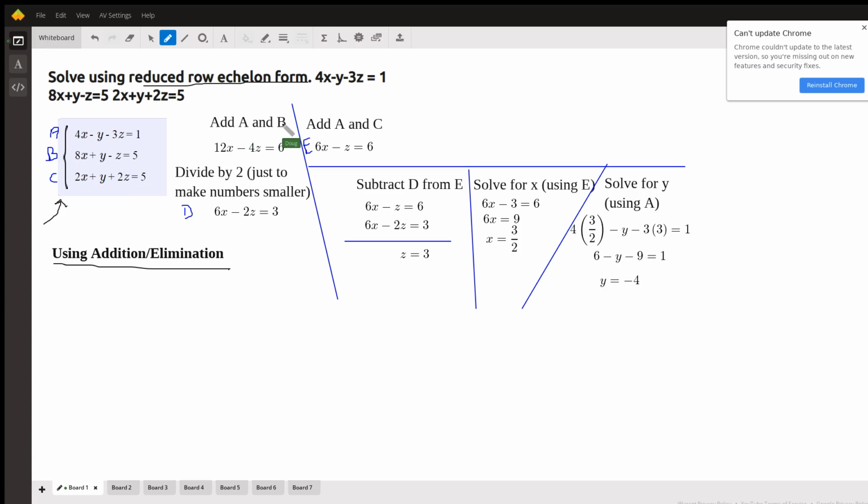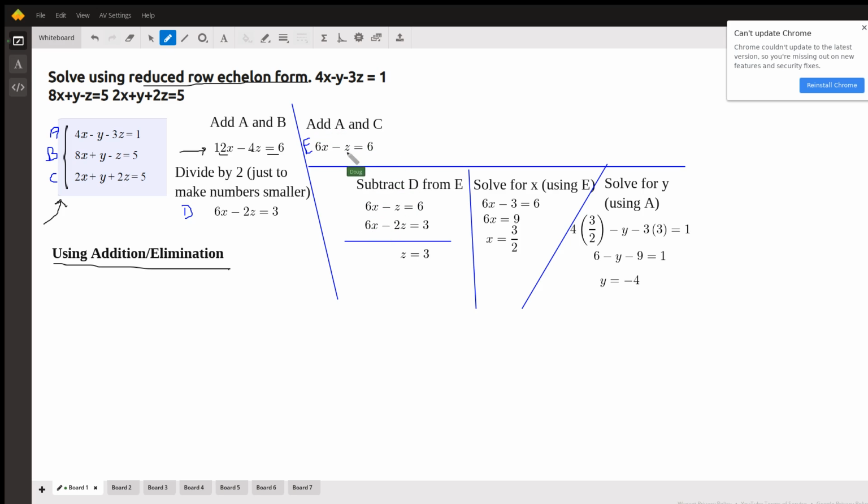So if I add A and B, I get 12x minus 4z equals 6. Once I saw that, I said to myself, if I divide every term by 2, I'll make the numbers smaller. So I did that and labeled that equation D. And then if I add A and C, the y's also will disappear. There's the result. So now I'm going to take D and E and eliminate one of the letters from them.